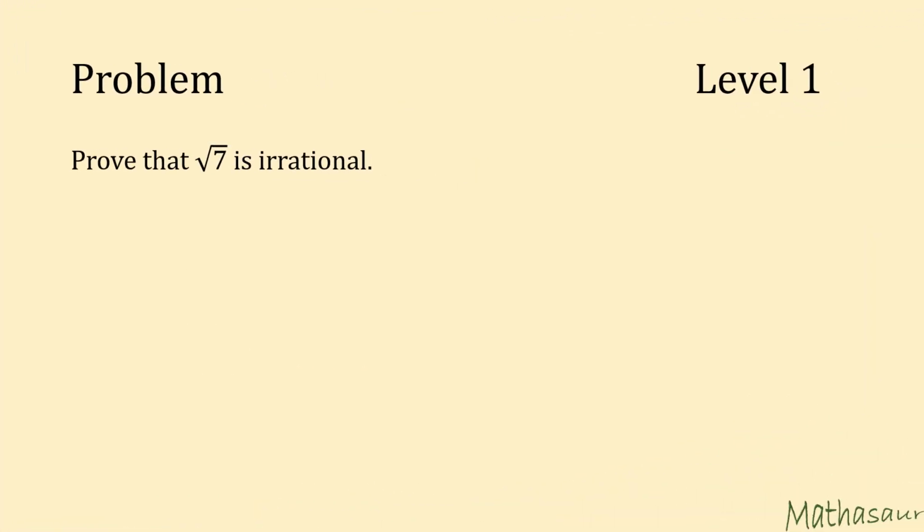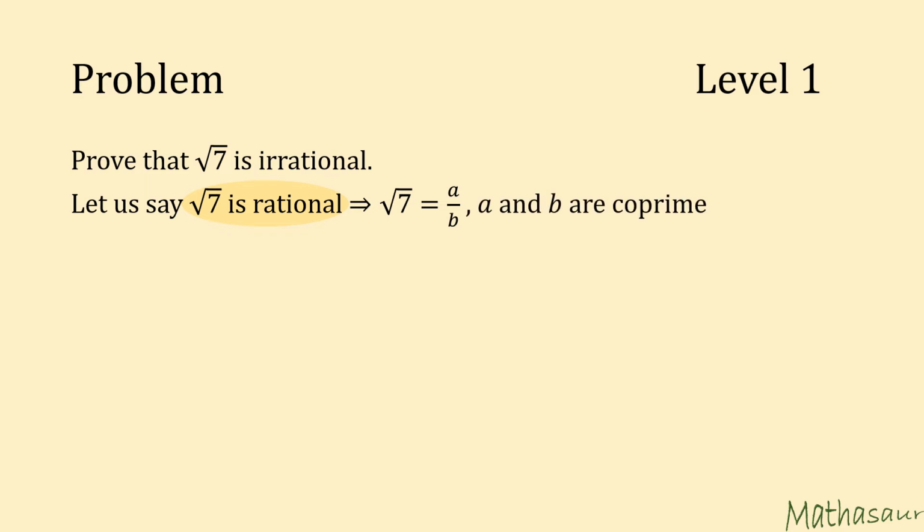Now let us look at a few problems to get the hang of this technique. Prove that square root of 7 is irrational. So let us first make a contrary statement. Let us say that square root of 7 is rational. So we could write square root of 7 as a upon b, where a and b are co-prime. Let us follow our yellow and pink bubbles once again. Now first of all, let us square both the sides to get rid of the square root term.